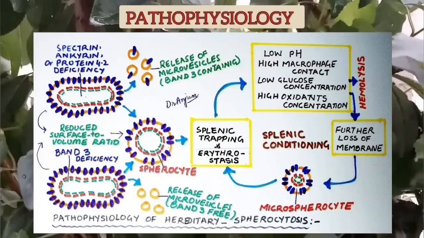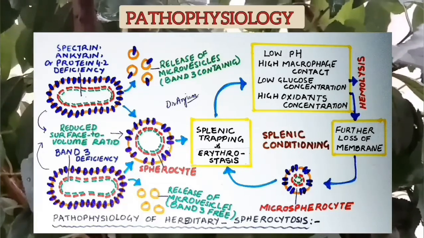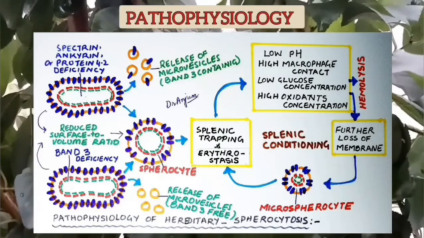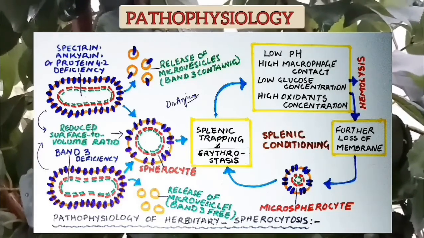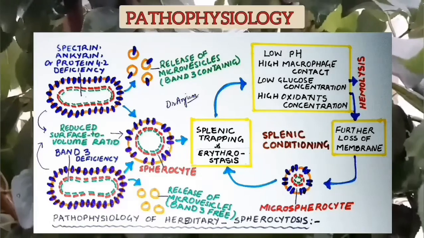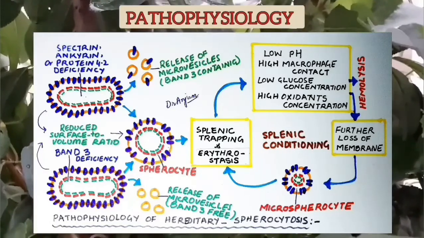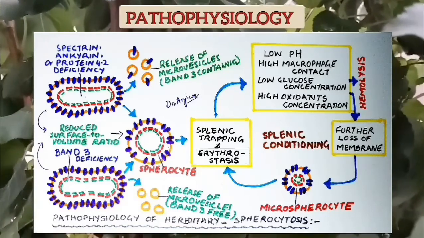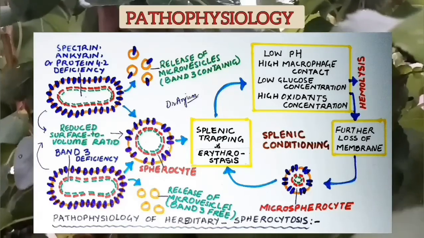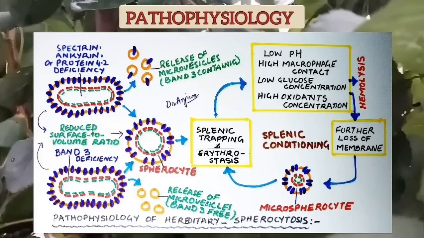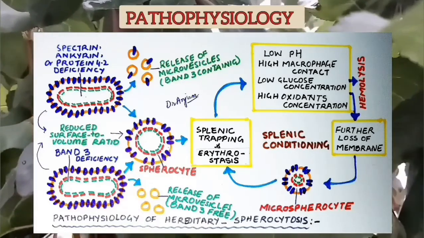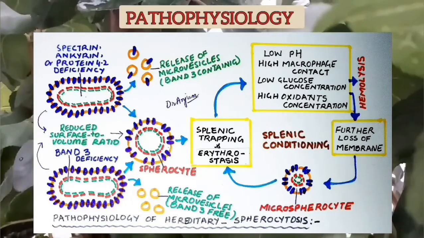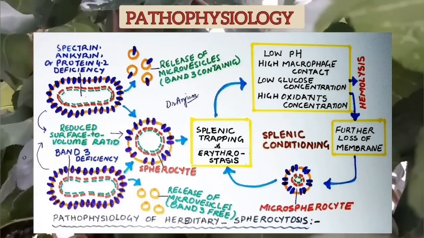Now the spleen has a very hostile environment because it has a low pH. There is an increased number of activated macrophages, and there is also low glucose concentration and high oxidant concentration. Now this leads to hemolysis of these spherocytes. So in hereditary spherocytosis, it is mainly extravascular hemolysis. Now this hostile environment also leads to further loss of membrane of these spherocytes and leads to formation of microspherocytes, and the whole cycle keeps on repeating.